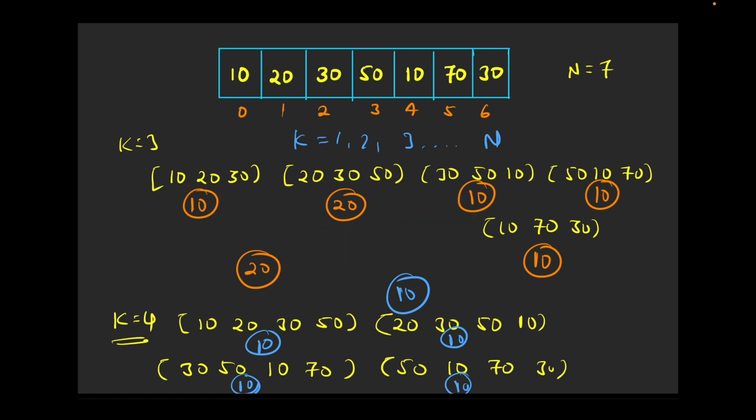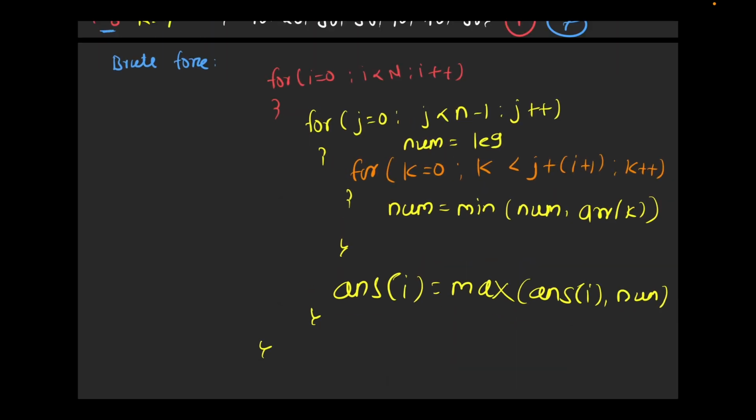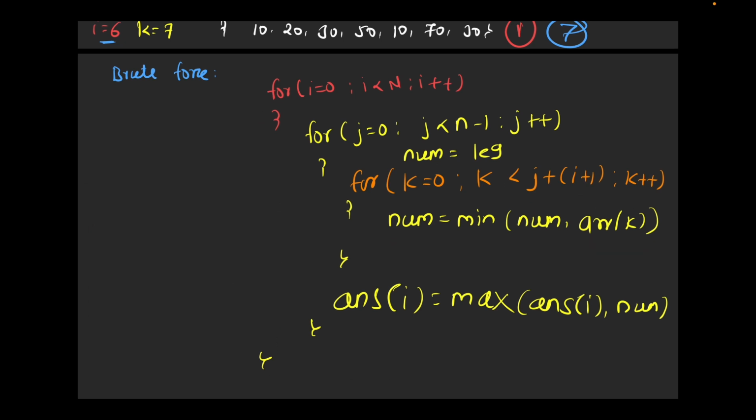Which one is the maximum? So 20. So the same thing we did over here. First of all, we found the minimum from all the subarrays, and out of which we basically found the maximum from all the minimums, right? Now what will be the total time complexity for this brute force solution?